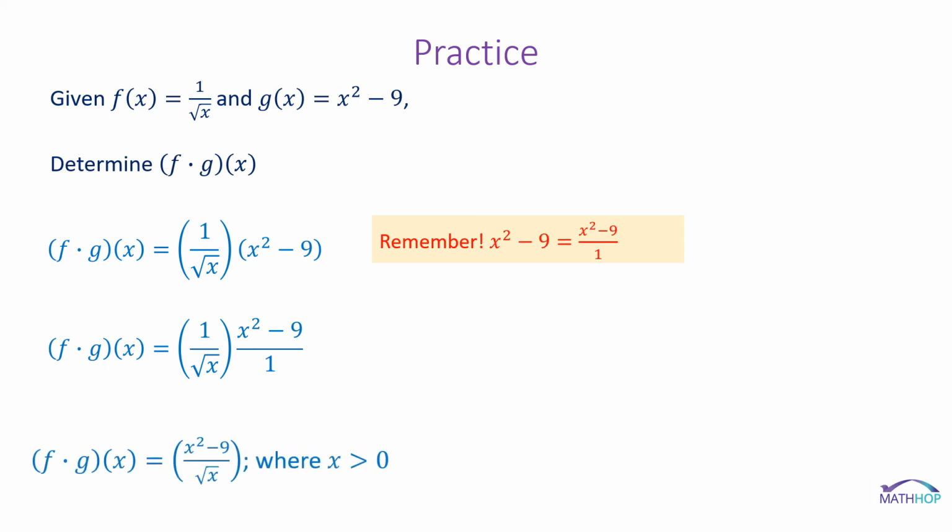F times g of x is equal to x squared minus 9 divided by the square root of x, where x cannot be equal to 0. In fact, x has to be greater than 0. Why greater than 0? Because 0 can't be in the denominator. So I didn't say all real numbers except 0, because in the denominator there is a square root. So remember, the domain of a square root, the square root of x has a domain of x is greater than or equal to 0. However, we put that in the denominator. Now it has to be greater than 0. All right. I know domains get you.